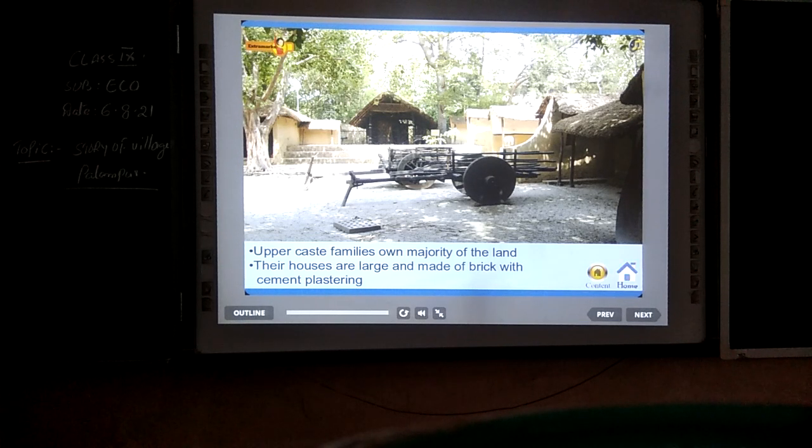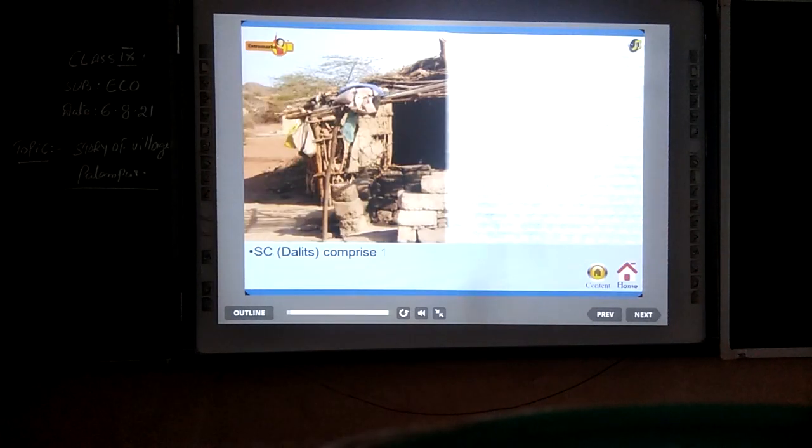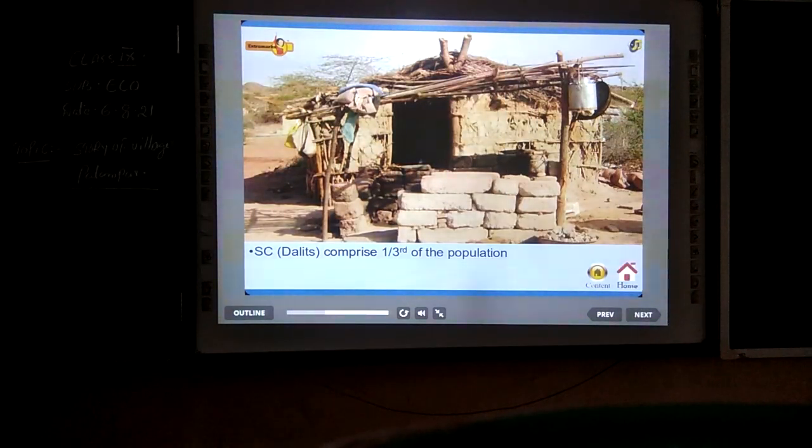Whereas the others which are seen on the screen, they are all the middle class families. I mean, it's the poor people. SCs, Dalits, comprise 1/3 of the population. They live in modest houses made of mud and straw and located in one corner of the village.